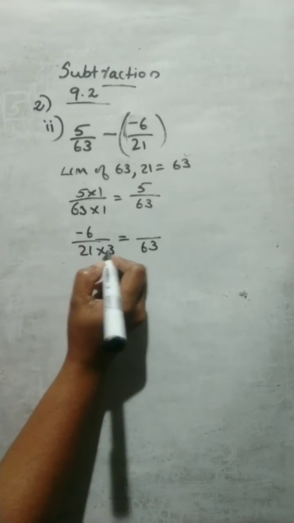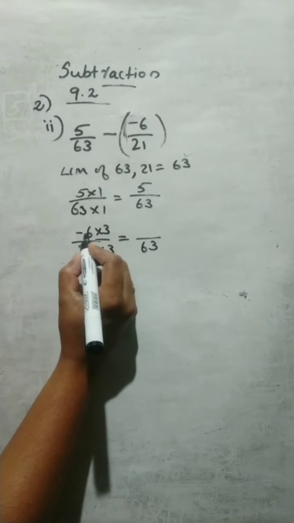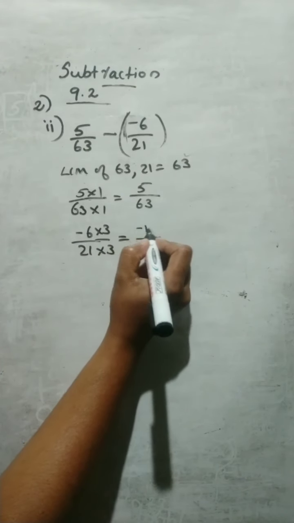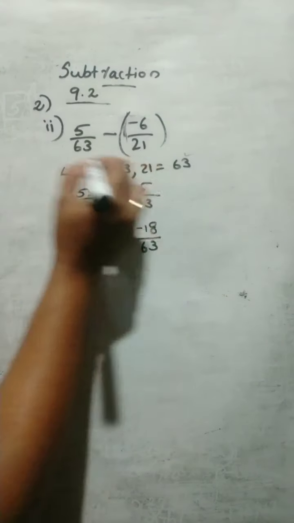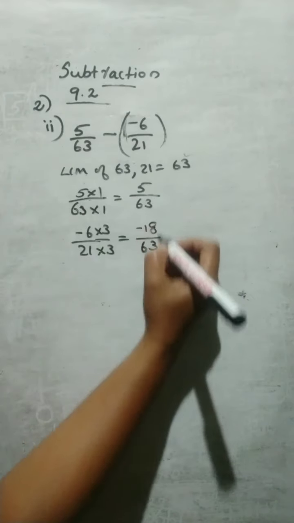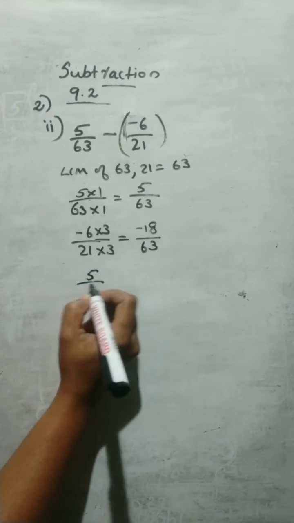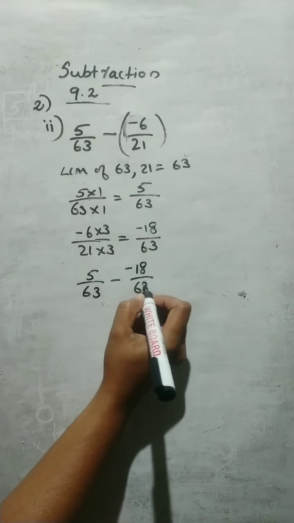21 times 3 is equal to 63. So 6 times 3, here negative 6, so negative 6 times 3 is equal to negative 18. Now we got these two rational numbers. For this subtraction we can take these two because the denominators are the same. Then 5/63 minus negative 18/63.